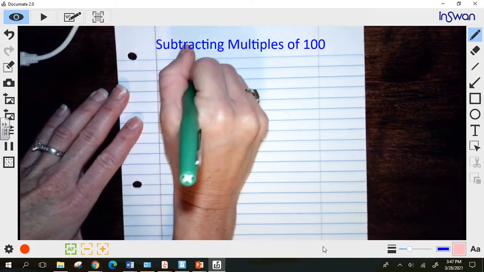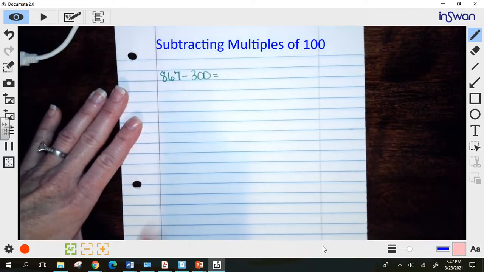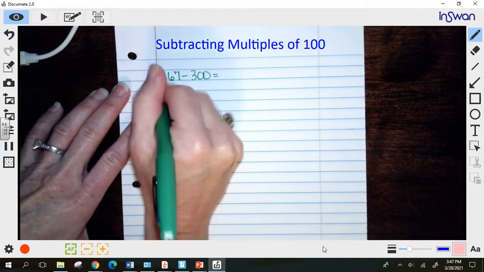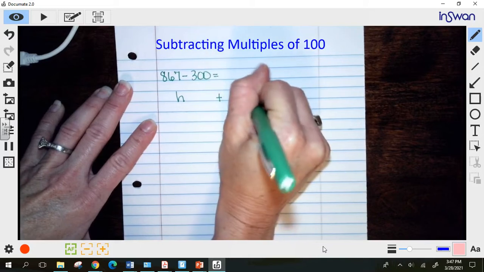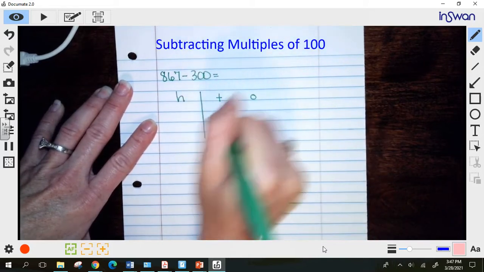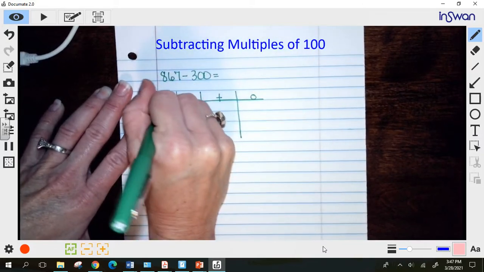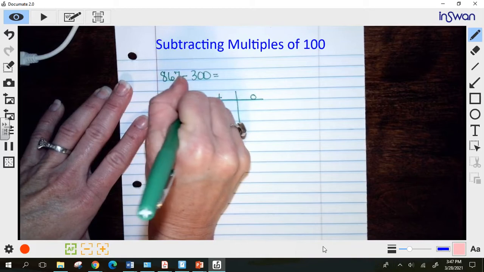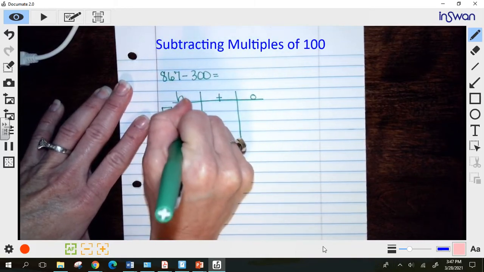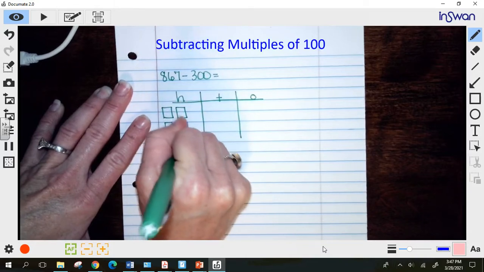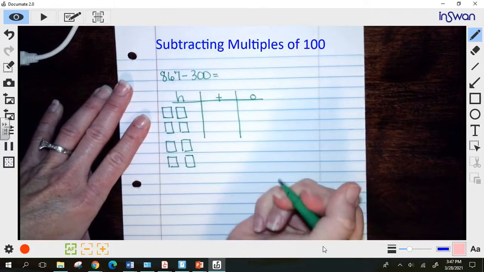867 minus 300. So let's start with our picture model just to represent those place values. So I am going to draw that place value chart, my hundreds, tens, and my ones. Okay, so we know our 100 flats are the large squares. So we have 800. That means we draw 8 of the flats. There's 100, 200, 300, 400, 500, 600, 700, 800.